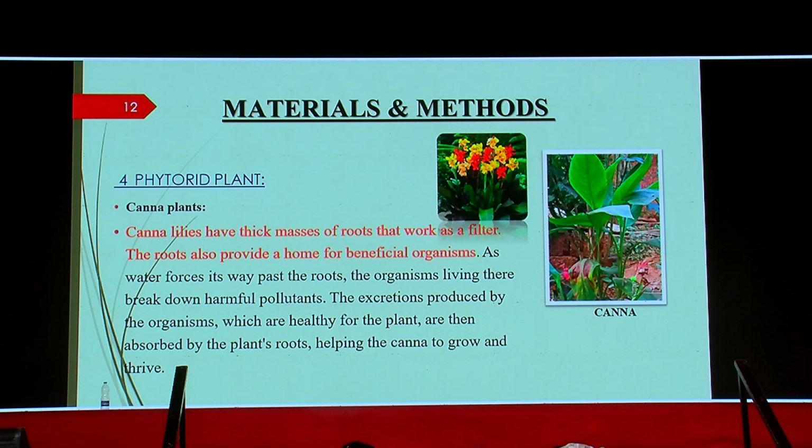In phytorid technology, we used the canna plant as the phytorid plant. Canna lilies have thick masses of root that work as a filter. The roots also provide a home for beneficial organisms. As water forces its way past the roots, the organisms living there break down harmful pollutants. The excretions produced by the organisms are healthy for the plants and are absorbed by the plant roots, helping the canna to grow and thrive.